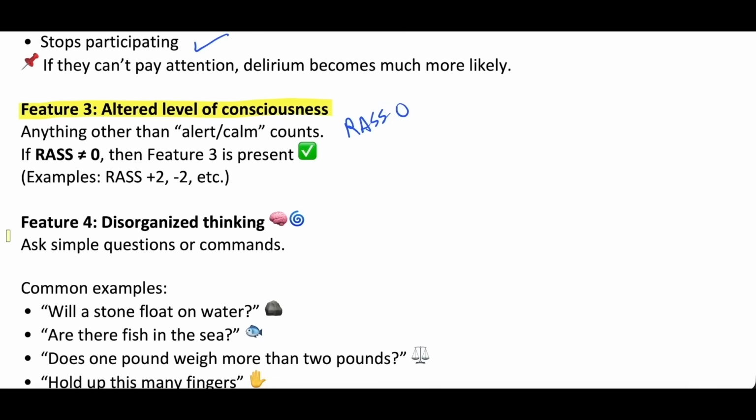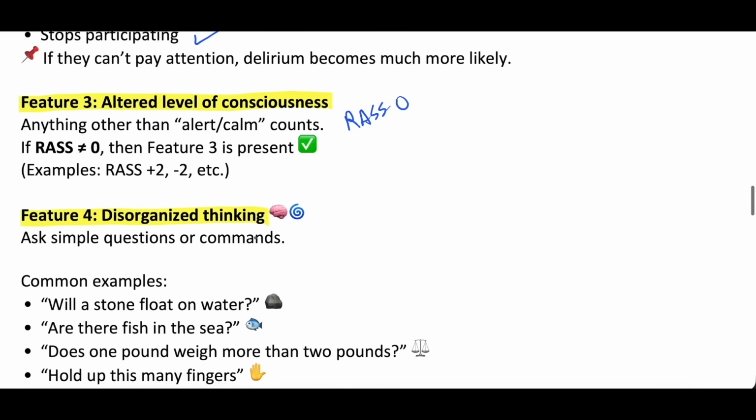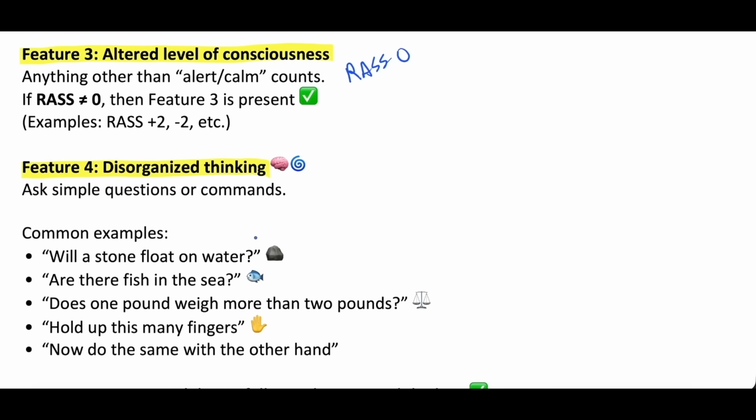And then feature 4 is disorganized thinking. So you can ask some simple questions. Are there fish in the sea? Will a stone float? Does 1 pound weigh more than 2 pounds? Hold up this many fingers. Do the same with the other hand. And see if they have organized thought. If they're unable to do these things, then they are most likely disorganized.